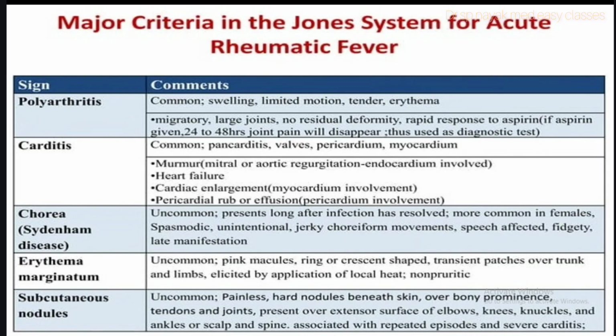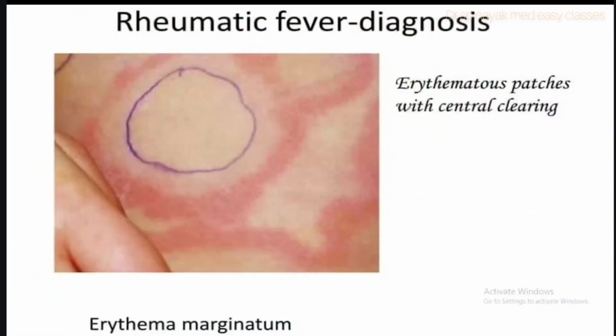It shows pink macules, ring or crescent shaped transient patches over the trunk and limbs, elicited by application of local heat. It is non-pruritic. We are going to see a photo of erythema marginatum here. You can see these central clearing rings. These rings are erythema marginatum. We can see them in patients with rheumatic fever, and it is used for diagnosis.